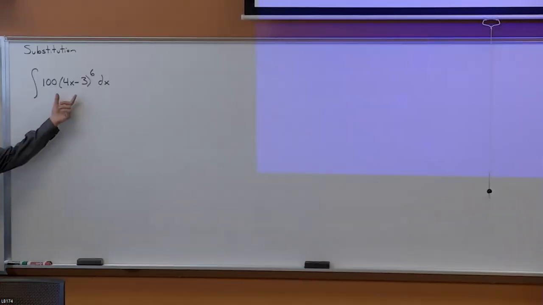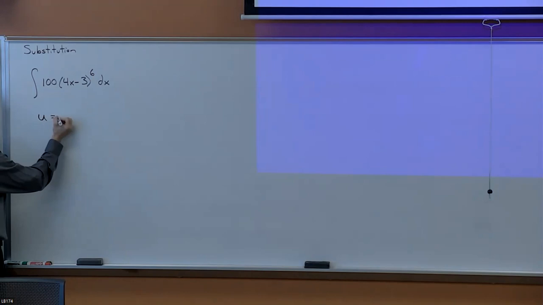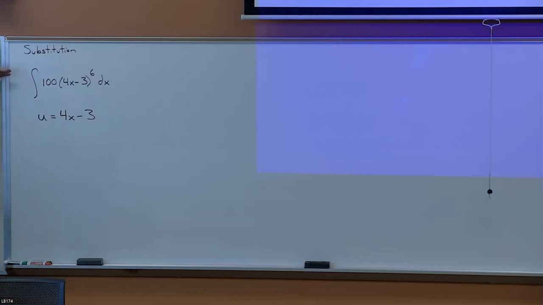Now, in this case, it's pretty easy to see that the 4x minus 3 is the only function inside another operation, right? 4x minus 3 is a polynomial inside another operation of being raised to the 6th power. So I am going to set u equal to 4x minus 3. I tend to, and you don't have to, write my substitution right under, and then I'll move over to the right when I start integrating and reversing.